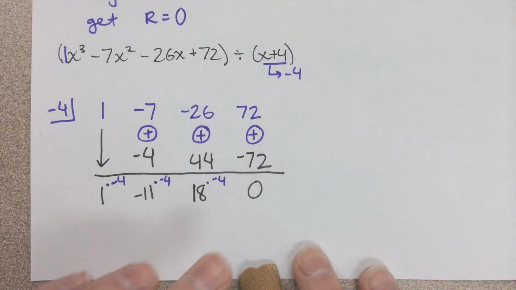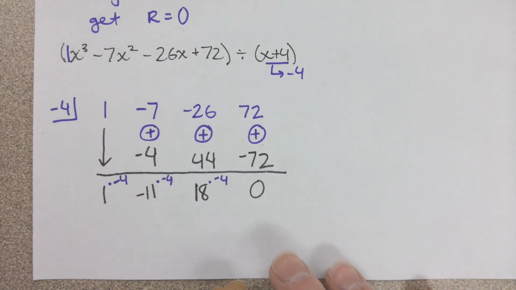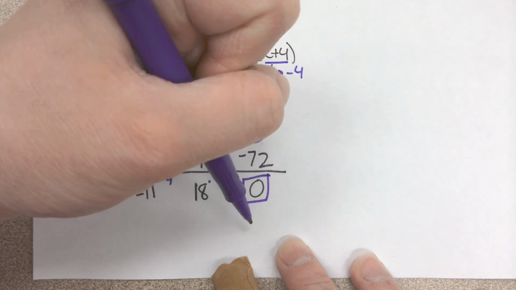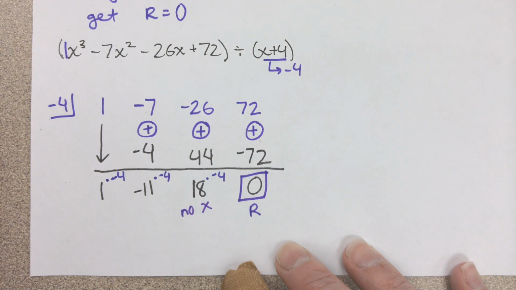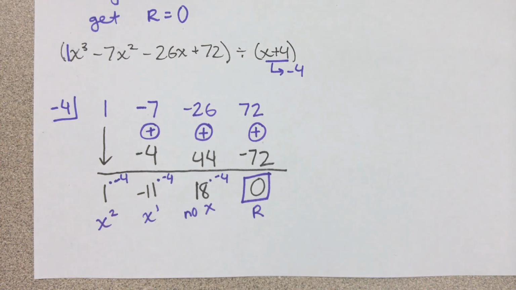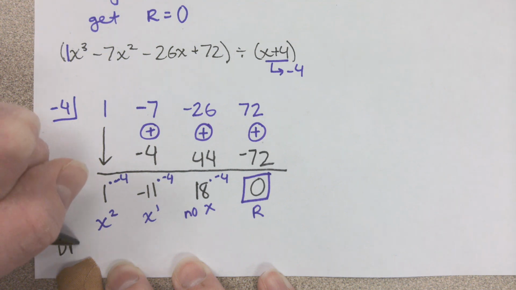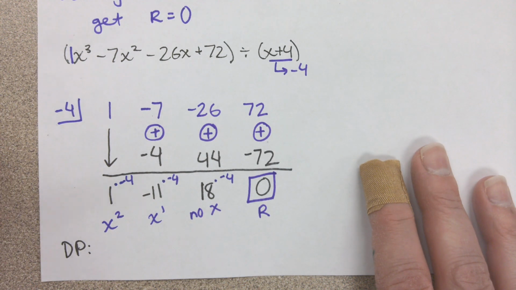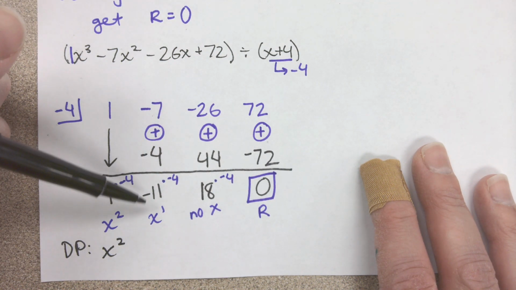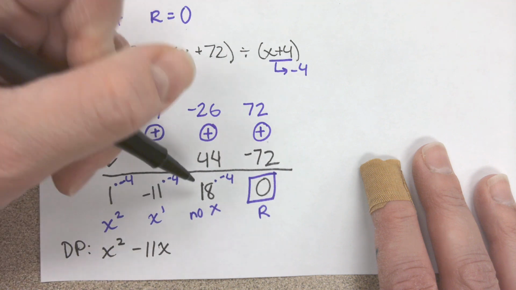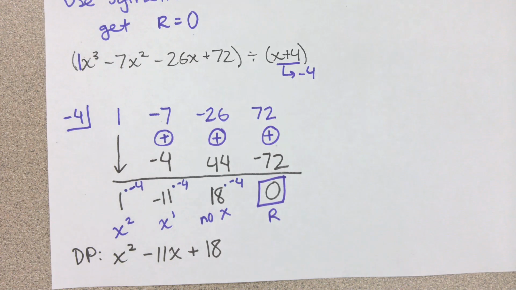Okay. Next, we'll assign place value to build the DP, the depressed polynomial. 0 is the R, the remainder. 18 gets no x, it's our constant. Negative 11 gets an x to the first, and 1 gets an x squared. Let's put that all together to get our DP, our answer. We have 1x squared, I'll just put x squared, minus 11x. 18 is positive, so it gets a plus 18. No x on that. Remainder is 0, so there's no remainder in the answer.